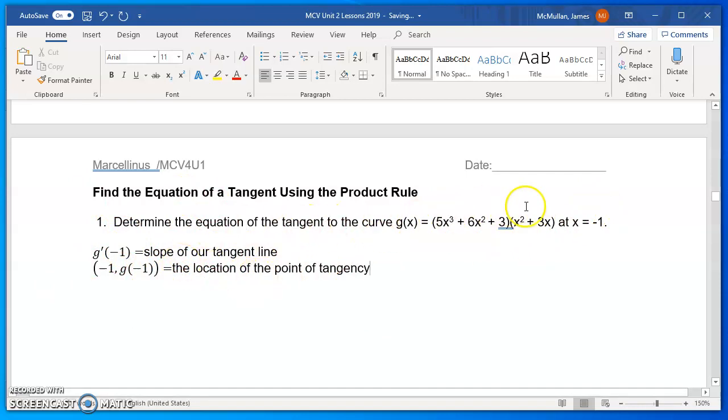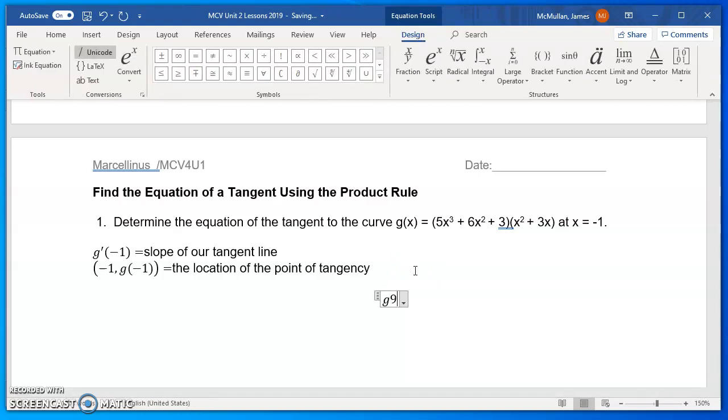To do this, we need to plug in negative 1 into this equation to get the point, and then we need to plug in negative 1 into the derivative. So, it's up to you where you want to start here, but let's start with the derivative. So g of x, let's say, is equal to f of x times h of x, let's say.